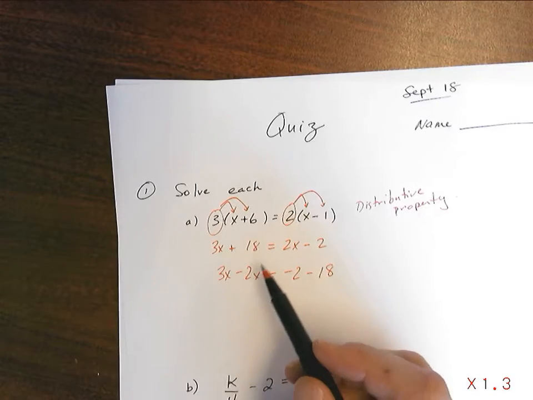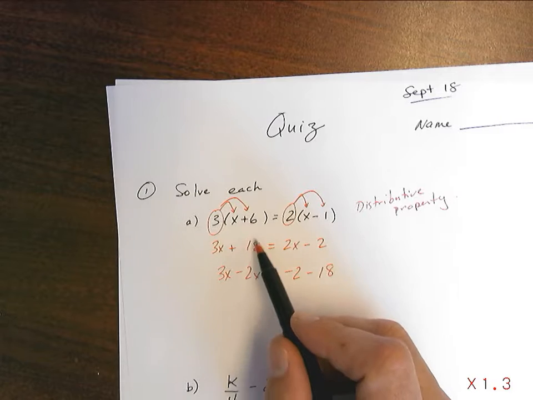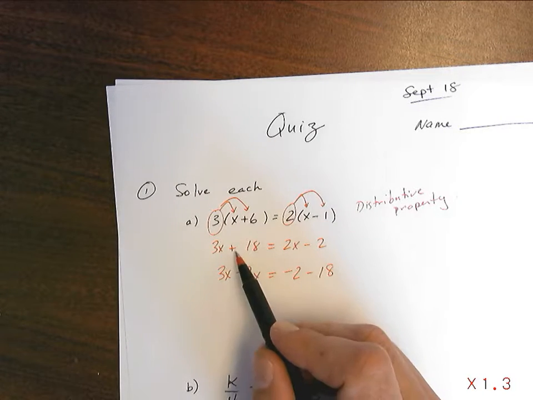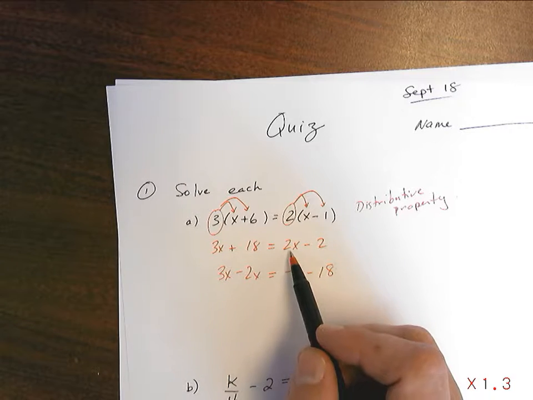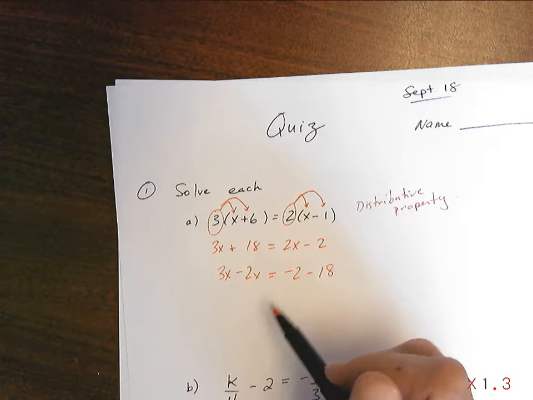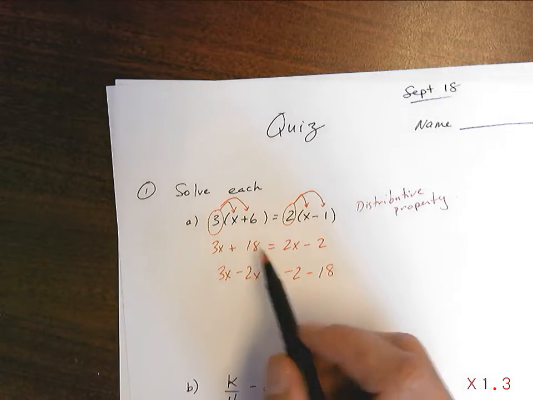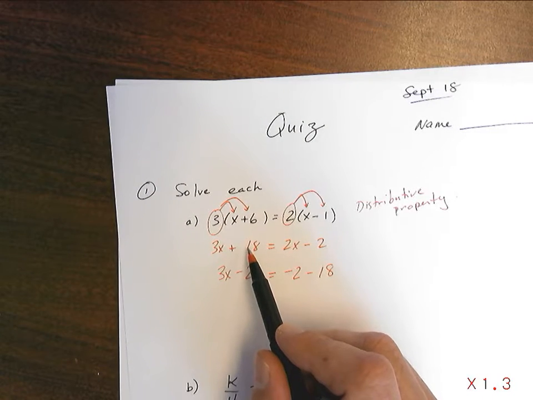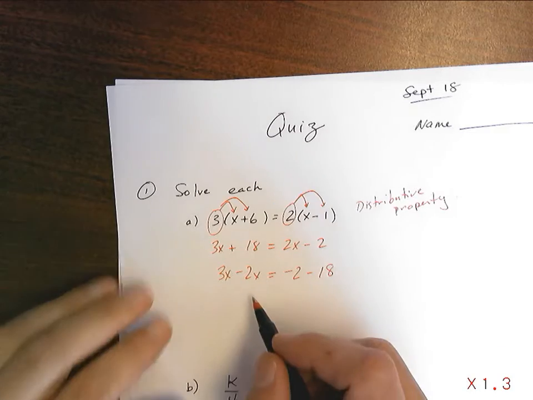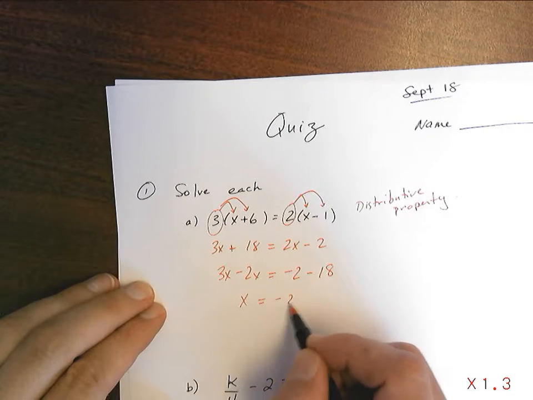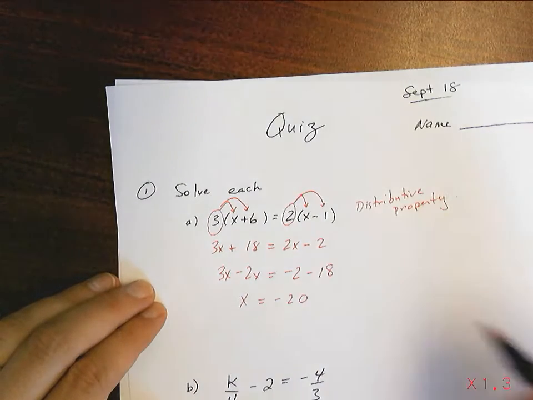which the shortcut way of thinking about it is the 18 comes over. It was positive on this side, it goes over as negative. The 2x comes over, it was positive on this side, it goes over as negative. Remember, that's not really what's happening. We're taking 18 away from this side, and we're taking 2x away from this side and this side, leaving us with a grand answer of negative 20.